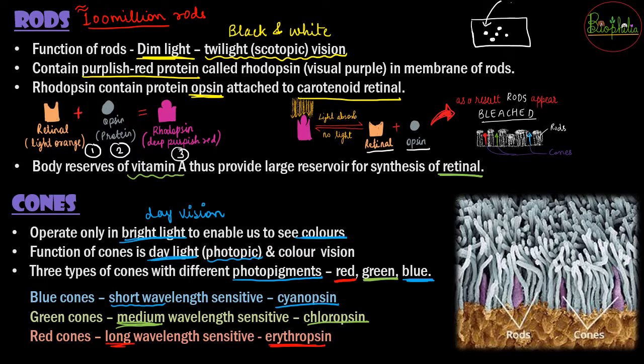So because of that, what you see at night is going to be black and white, because rods are more in number. These can sense light more easily than the cones, which are lesser in number. That is the major reason why we see black and white during dim light or during the night time.